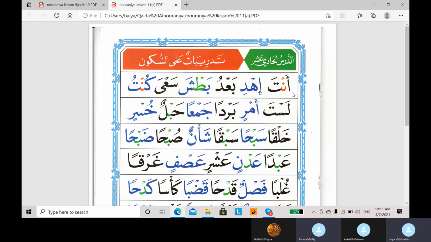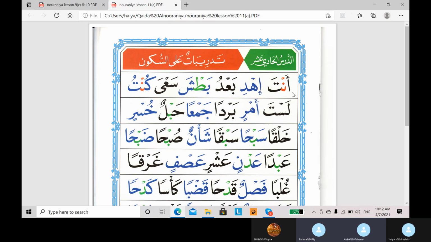Ba fatha, ain sukun: ba. Dal damma: du. Ba'du. Yes. Ba fatha, ta sukun: bat. Shin fatha: sha. Batsha. There is qalqalah. Batsha. Well done. Sin fatha, ain sukun: sa. Ya fatha: ya. Sa'ya. Kaf damma, nun sukun: kun. Ta damma: tu. Kuntum. Perfect.